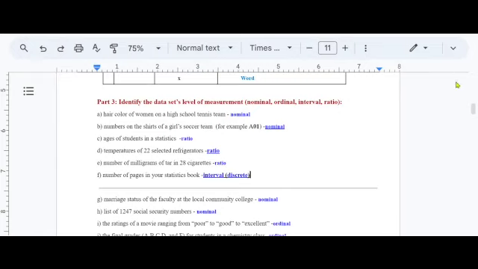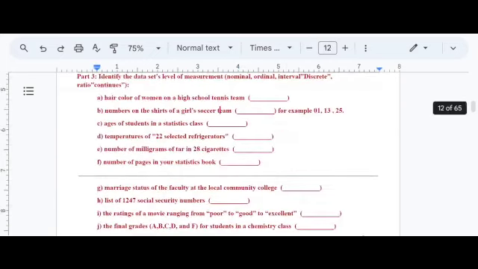Marriage. Whose turn? The front here. Read the marriage one. Marriage status of the faculty at the local community college. I believe it's categorical and it's discrete. Is it a number or categorical? Categorical. Categorical means it's a word or a letter, right?